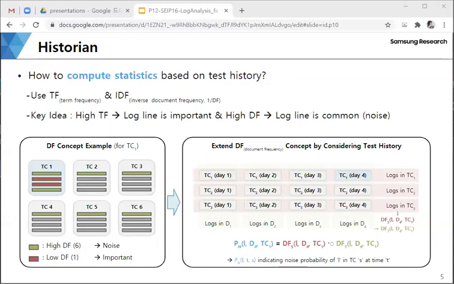Basically, document frequency does not consider time information, so we propose a new document frequency concept by adding a temporal perspective. That is, whether a particular log line appears mainly on a specific date or not. If the existing concept of document frequency for test scenarios is called DFS, then the new DF concept for time is called DFT, and we compute overall noise probability based on two DF scores.